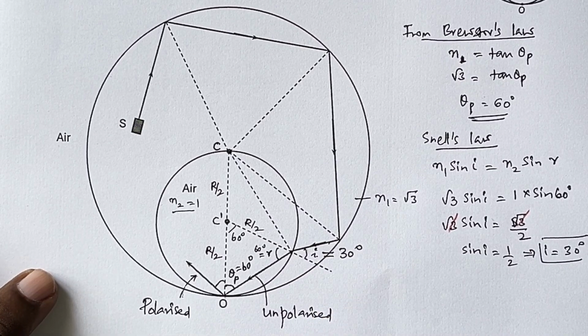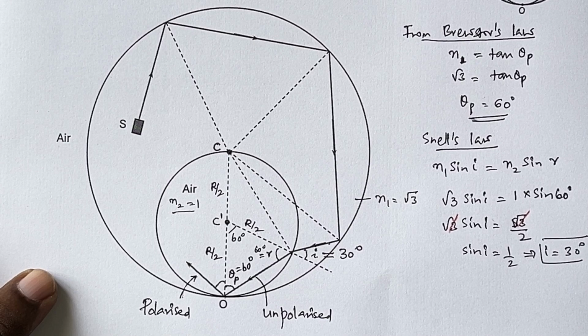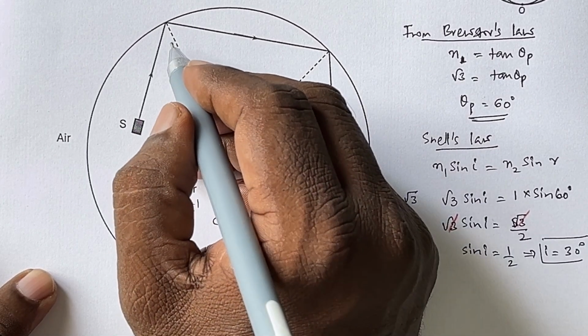Right? This is what we have to calculate. Brewster's law, Snell's law, that's all. Two laws here.